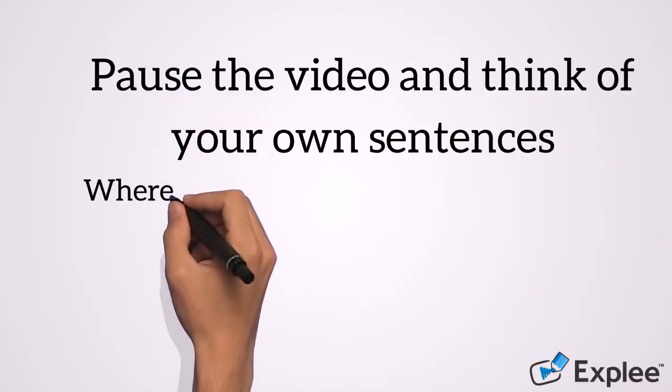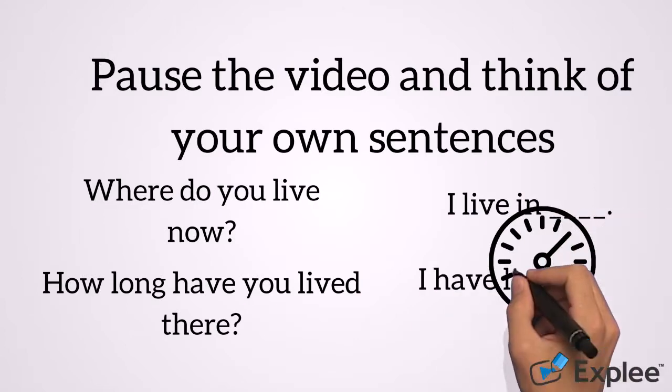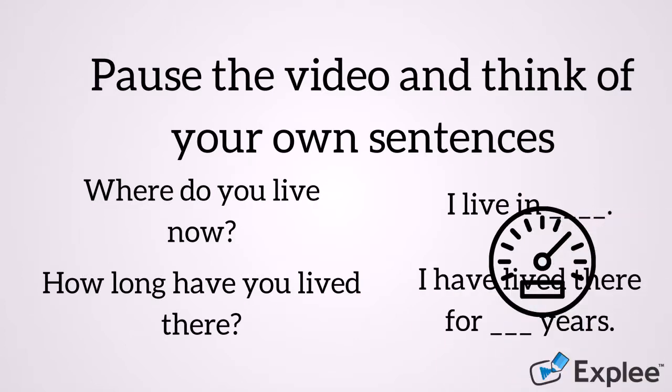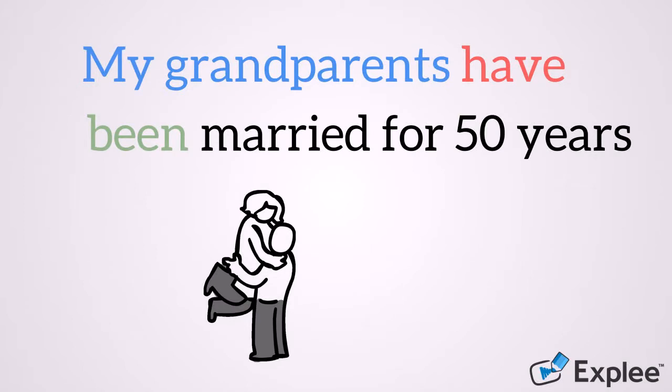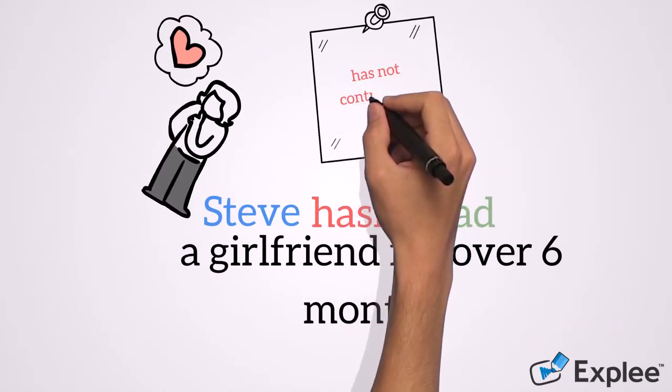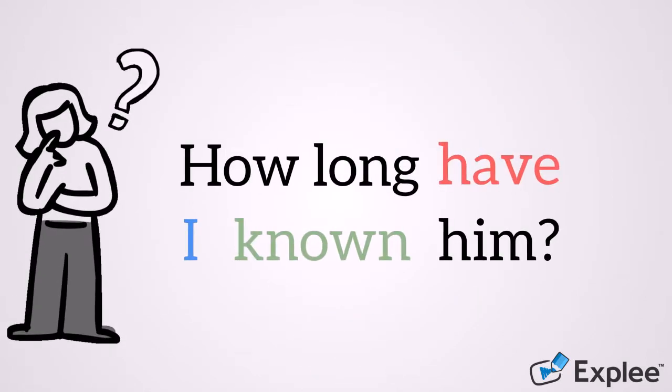Pause the video again and think of your own sentences. Now repeat after me to check your pronunciation. My grandparents have been married for 50 years. Steve hasn't had a girlfriend for over 6 months. How long have I known him?